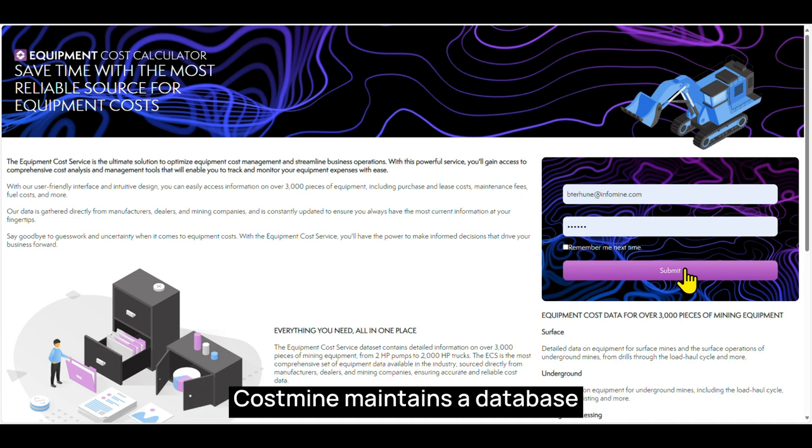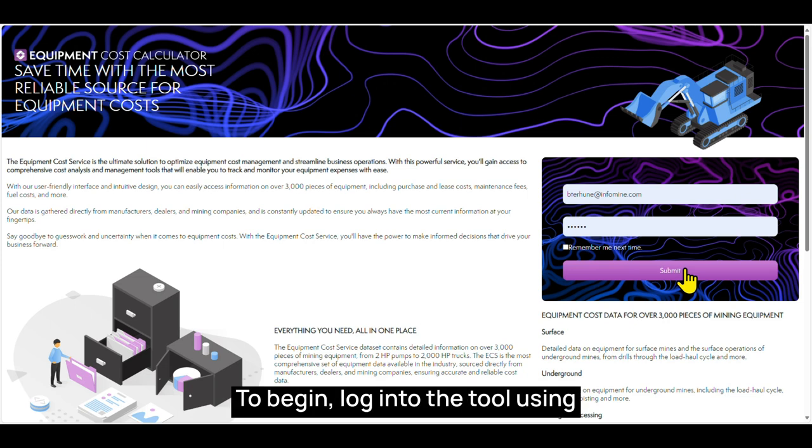CostMine maintains a database of mining costs going back over 15 years, and it is all easily accessible in this easy-to-use front end. The Equipment Cost Calculator is the industry standard reference of capital costs and hourly operating costs for thousands of pieces of mine and mill equipment.